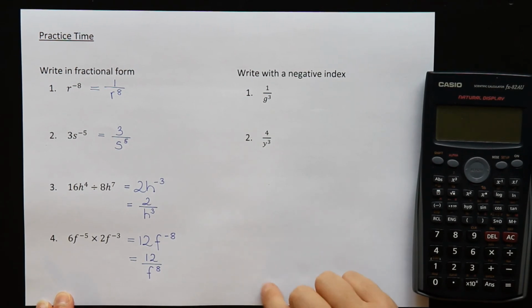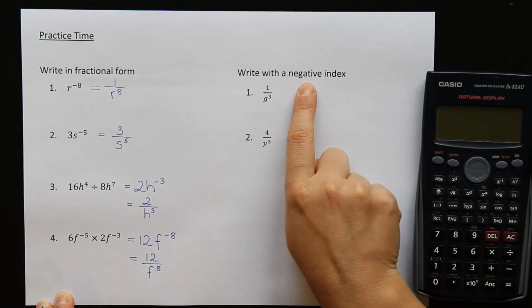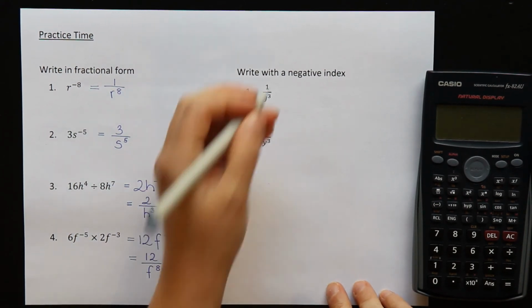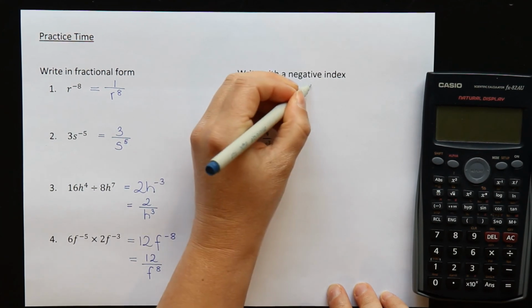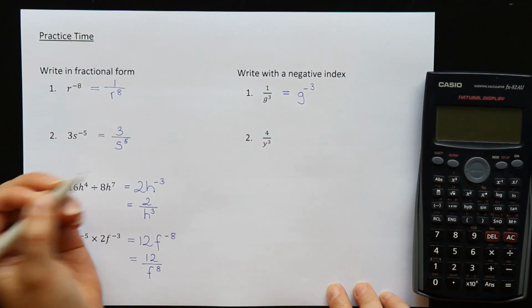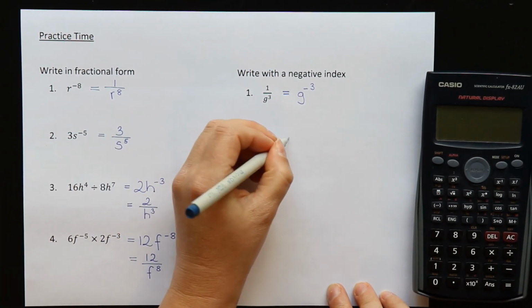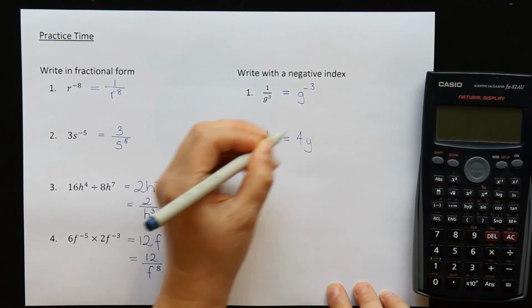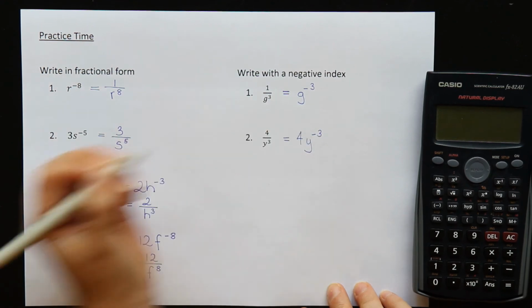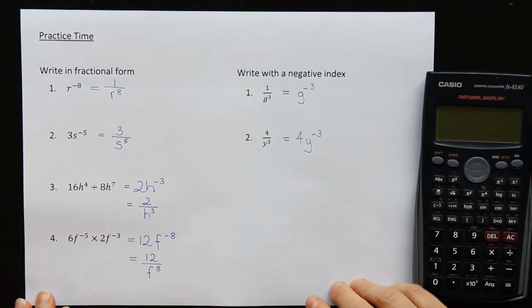Okay, let's switch to the other ones now. Let's go from a fraction back to a negative index. So we want to bring the g up, and it will get a negative power of 3. For question 2, the 4 will sit out the front, the y is the base, and it will become a power of -3. That's it.